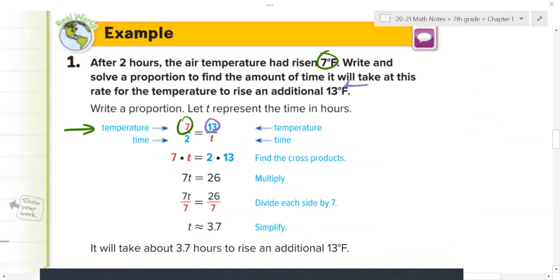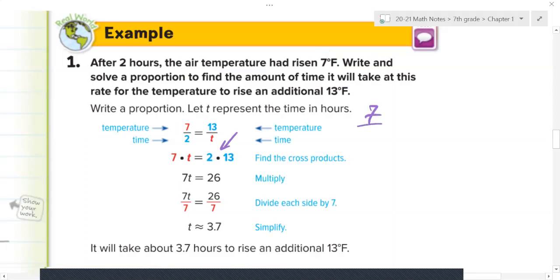And notice how they stay in the numerator. Whenever you're doing a proportion, you want to make sure that you are having the numerator be the same unit and the denominator be the same unit. So I'm going to demonstrate this a little bit better by having the proportions because they just kind of jump into it.